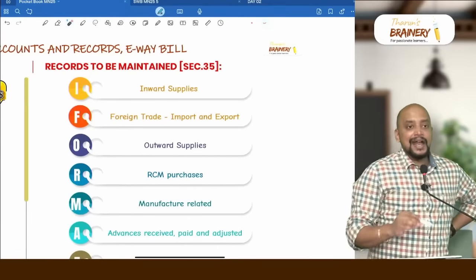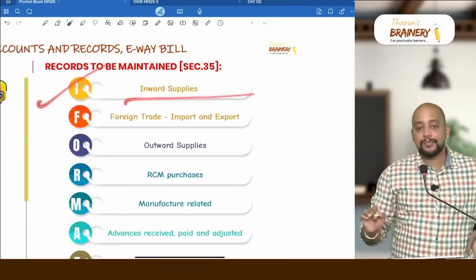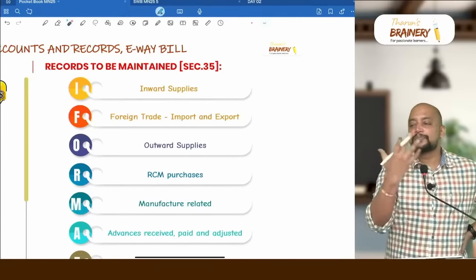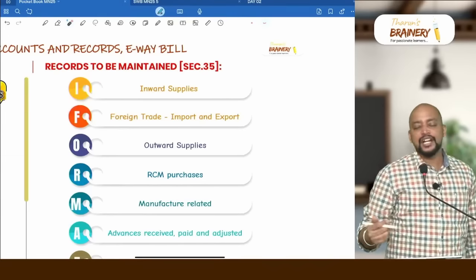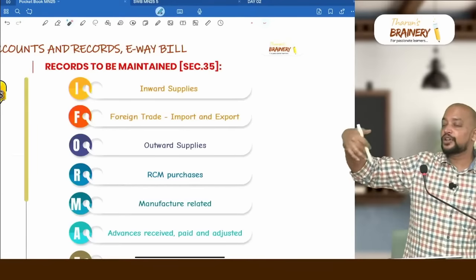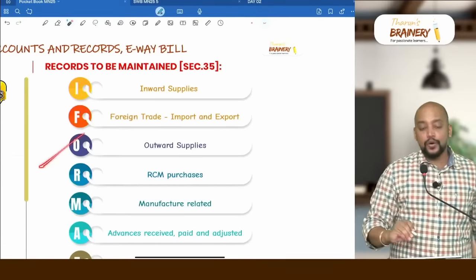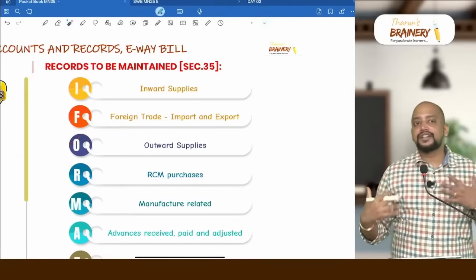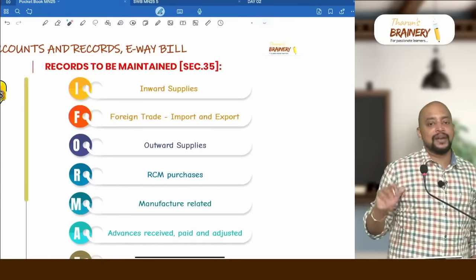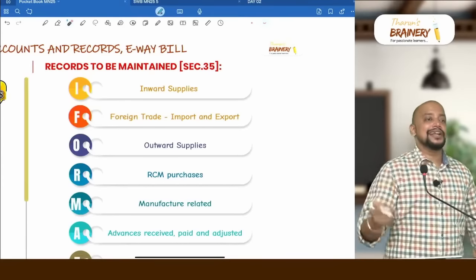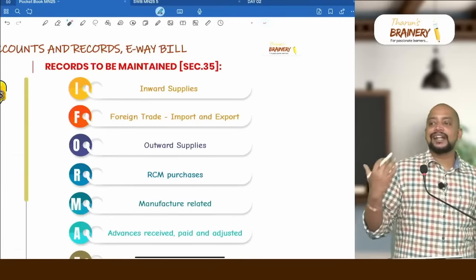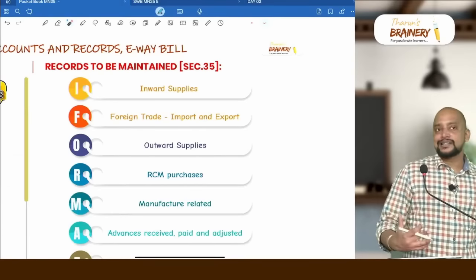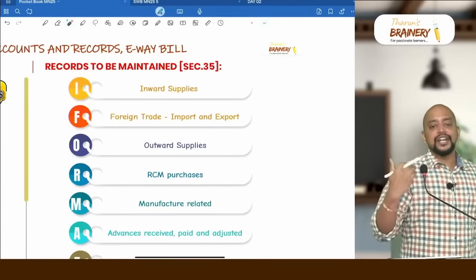Section 35, I-FORMAT. I for inward supplies. Inward supplies means all the purchase related details we need to maintain. F for foreign trade. Foreign trade means import and export. O for outward supplies. So I for inward supplies, remember the mnemonic, but don't write just inward supplies. You need to write: a registered person shall be required to maintain the following accounts and records, that is accounts and records pertaining to inward supplies.